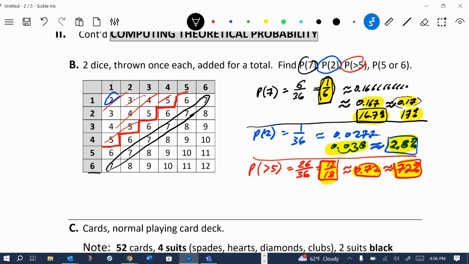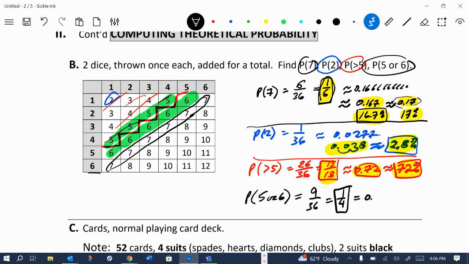And then the last one here is a 5 or a 6. So notice each one of these has a slightly different thing to it. The 2 and the 7 are similar, but the 2 is so uncommon, I wanted to show that. And then it's a greater than, and here is one number or the other number. So all of the 5s are these, and all of the 6s are these. And there's 6 and 5 and 4, so there's 9 of them. So there are 9 actual successes or possibilities out of the 36, which is 1 over 4, which is indeed 0.25 or 25%.